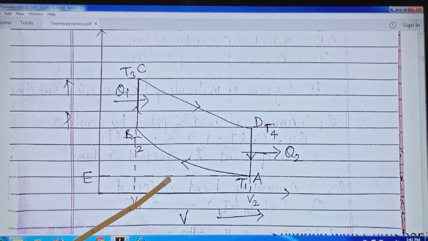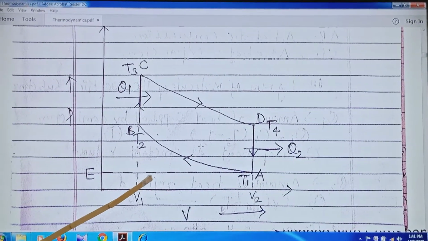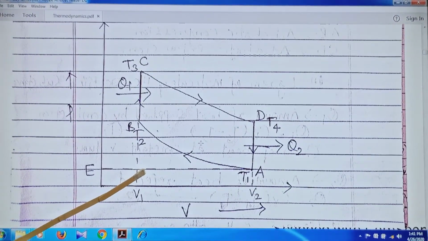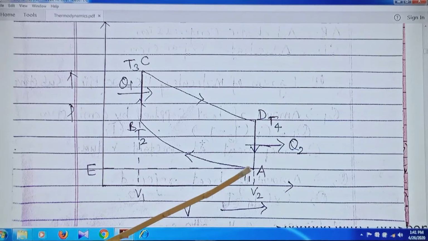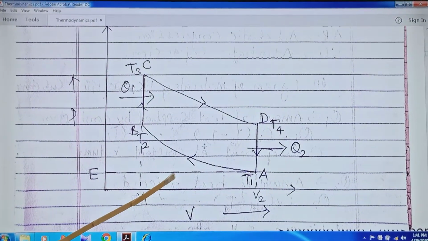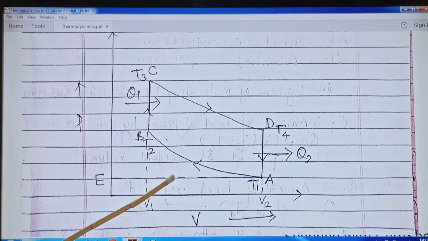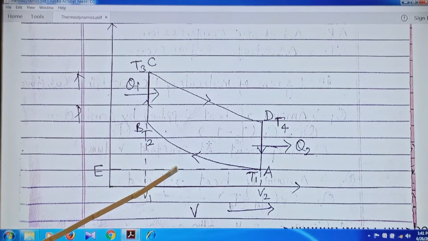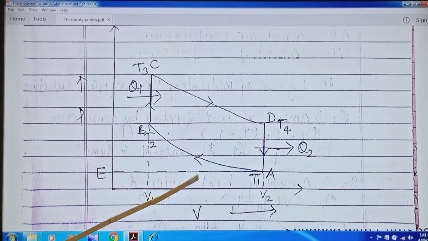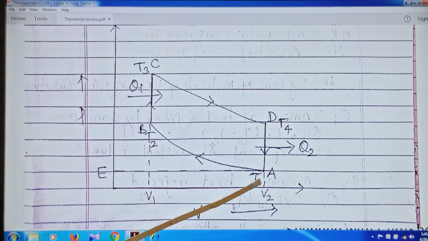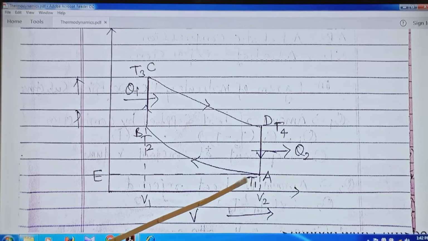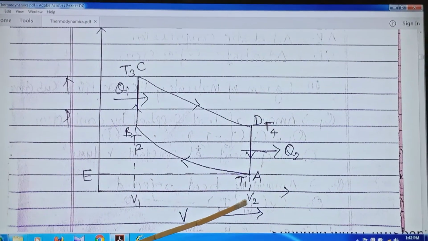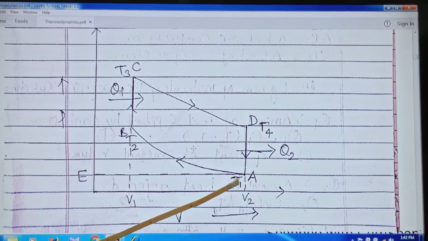E, A is called the charging stroke, and the working substance used in the Otto engine is petrol. Along EA, that is the charging stroke, the mixture of petrol and air is sucked in, and it takes place at atmospheric pressure. T1 is the temperature at A, which is not higher than that of the surroundings. V2 is the volume at A.